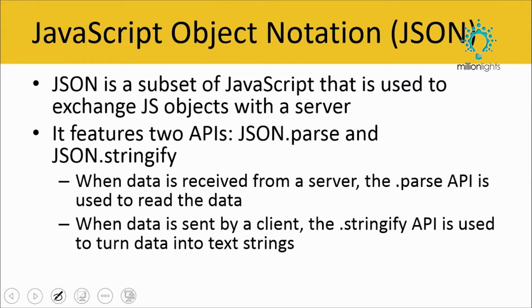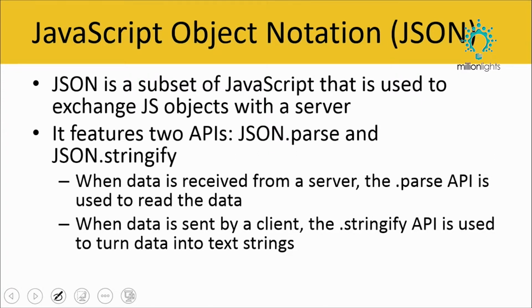With JavaScript, we typically are going to find ourselves using JavaScript Object Notation to do some of our parsing. And so it's called JSON, right? It's a subset of JavaScript that is used to exchange JavaScript objects with a server. And there are two APIs within JSON, right? You've got the .parse and .stringify APIs.